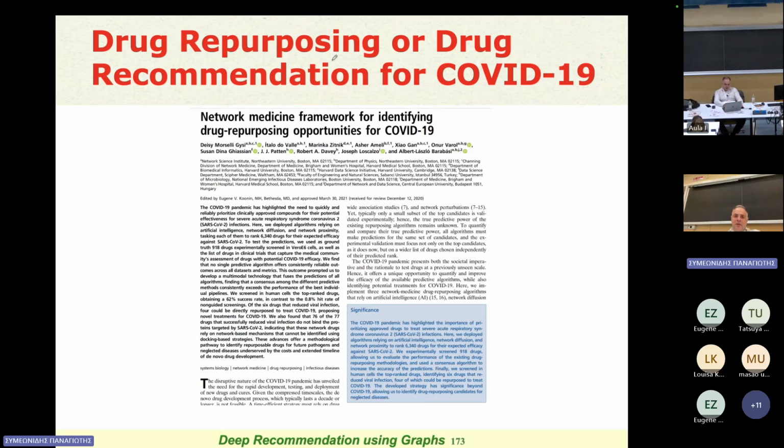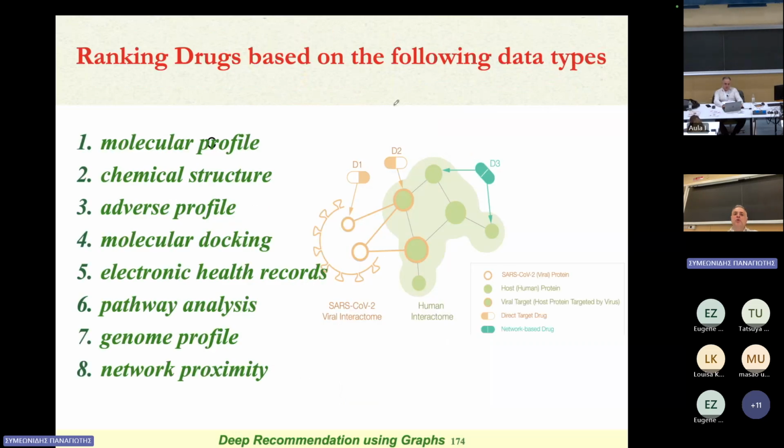So here we have this paper, the drug repurposing for COVID-19 paper. And what they did, they used all this information, the information that I showed to you. So what is this? The molecular profile, the chemical structure of drugs, the adverse profile of drugs, the molecular docking, the electronic health records of patients, the pathway analysis, the genome profile, the network proximity. All this information is graphs.